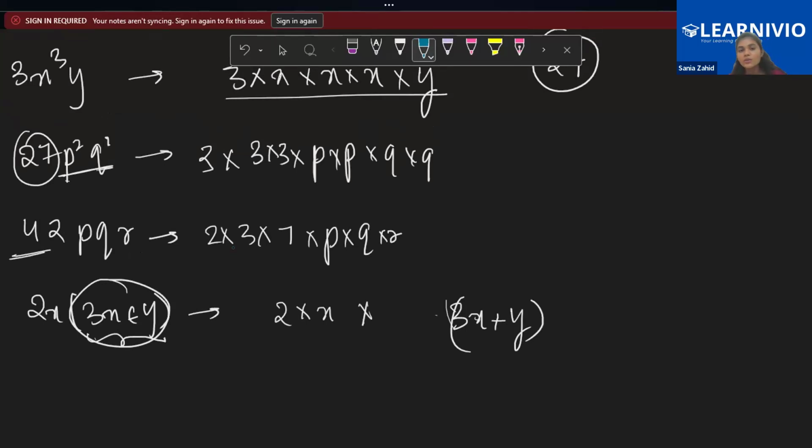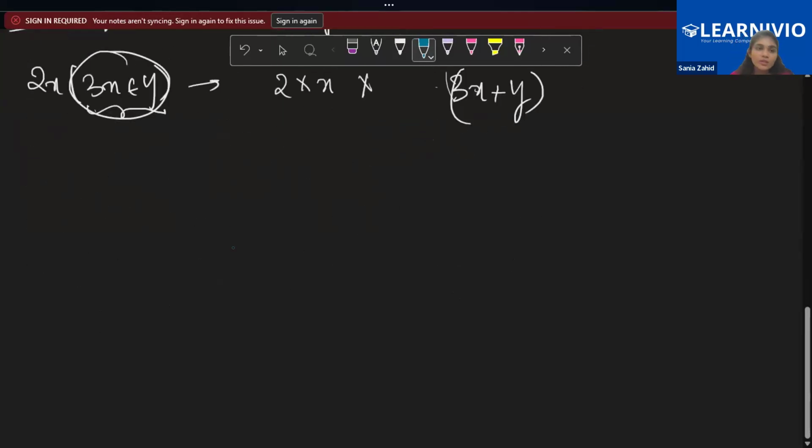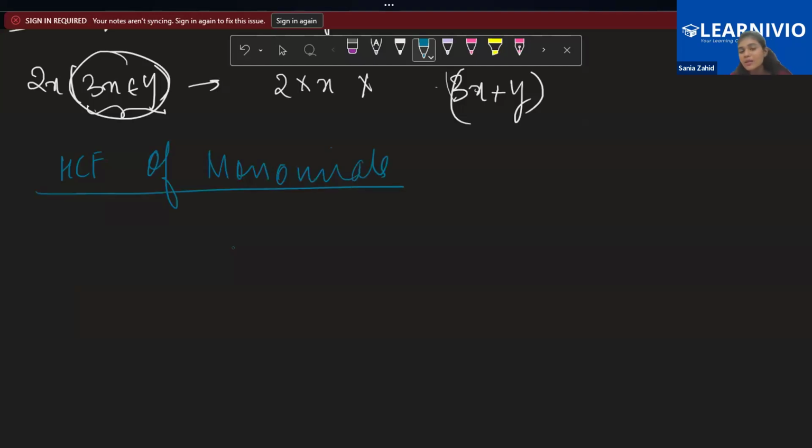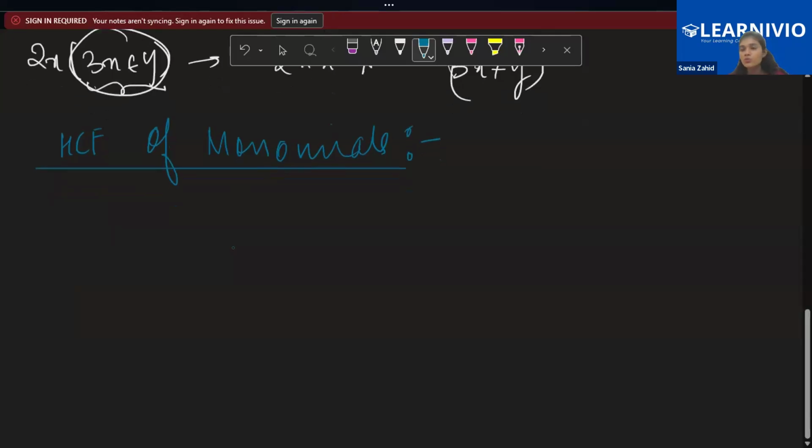Now, children, how do you calculate the highest common factor of monomials? So, HCF of monomials. I will give you one example. Who will tell me what are monomials? Ma'am, it's the expression which has only one variable. And 2xy is a monomial, but it does not have only one variable. It has two variables. It doesn't have addition sign or equal to sign.